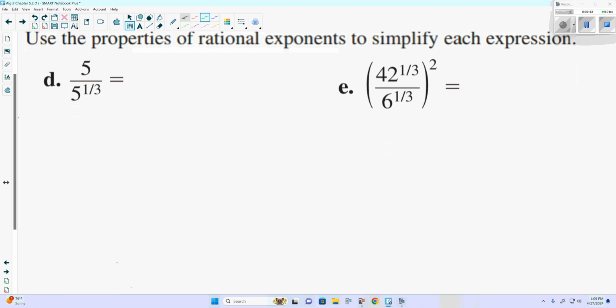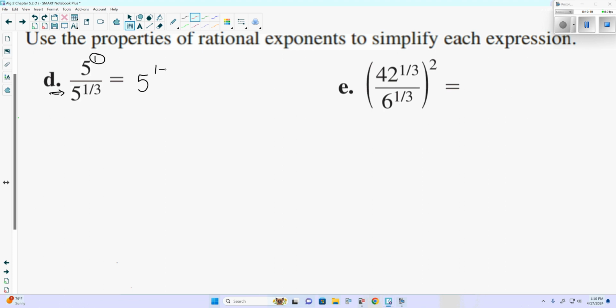D. 5 over 5 to the 1/3. Here our bases are the same, so we can subtract the exponents, because again, the main reason we're doing any of this is 5 to the 1/3. That's really saying that we're taking the cubed root of 5. We can't leave it in the bottom of the fraction. Now, what's our exponent on top? Just 1. We don't have an exponent written, so it's understood to be 1. It's actually up on top.